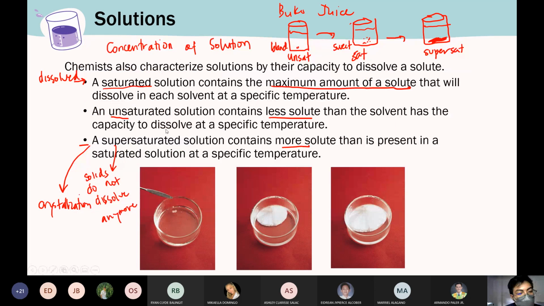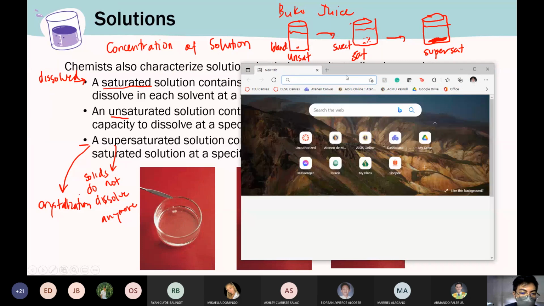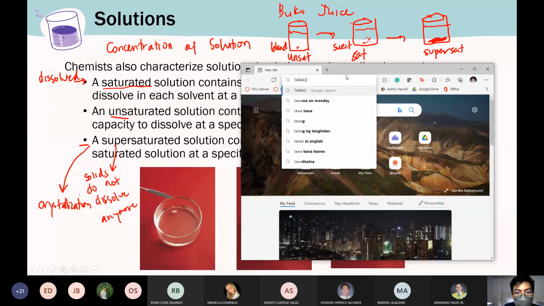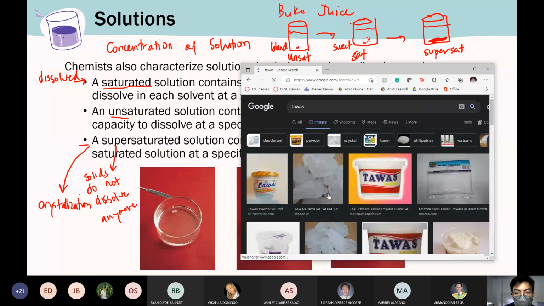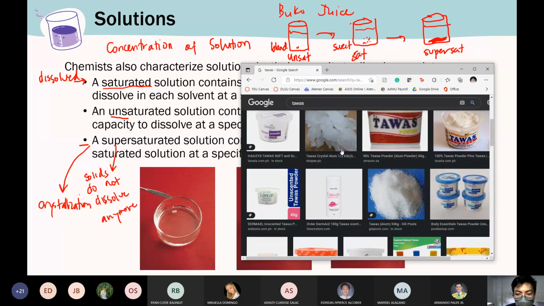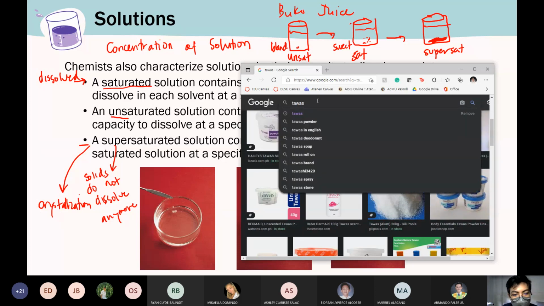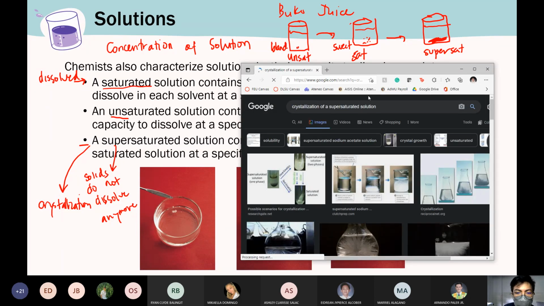Tawas is made from a supersaturated solution of potassium aluminum sulfate. Okay? Tawas, or alum, this is made from a supersaturated solution of potassium aluminum sulfate. Ayan. Okay? So again, in supersaturated solution, doon tayo nagkakaroon ng crystallization.